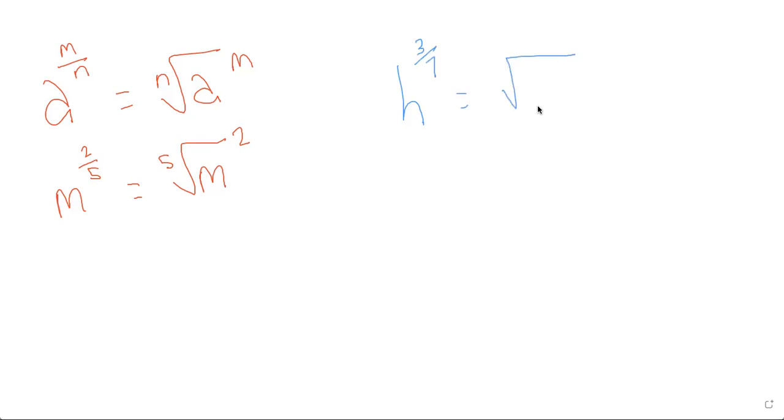The square root sign? And then the 7 on the outside. 7 over here. And then H. And to the power of 3. Perfect. That's exactly right. All right.